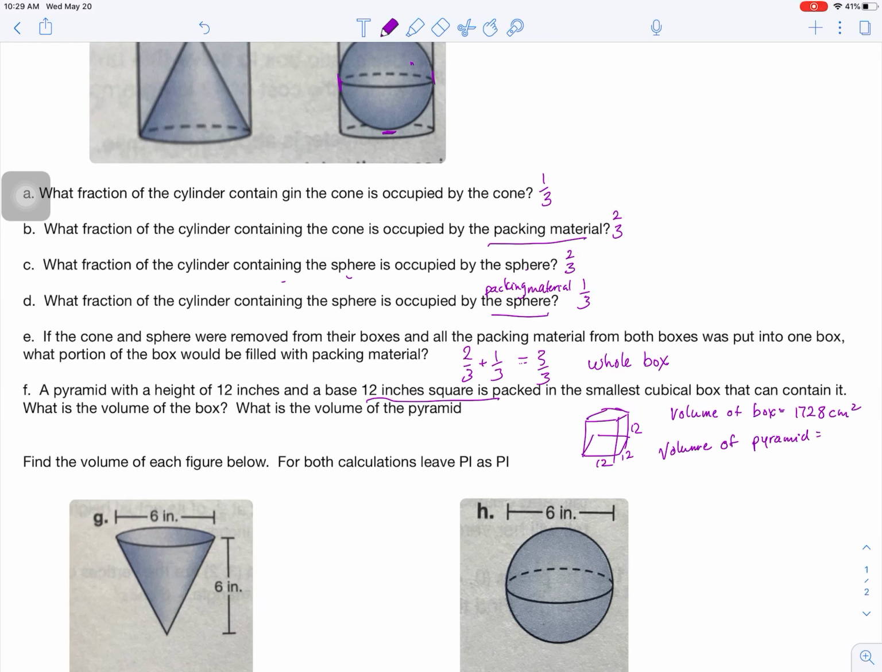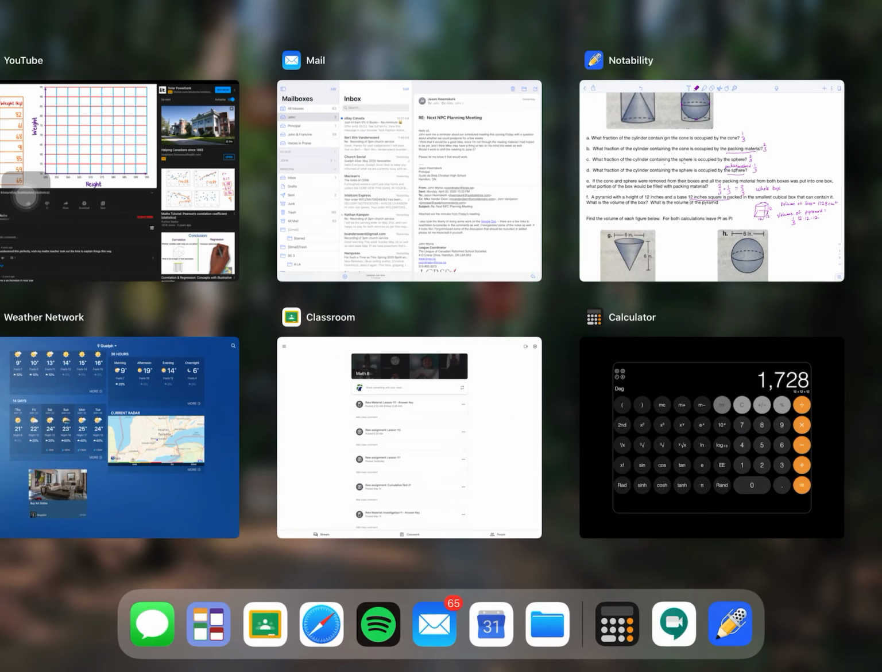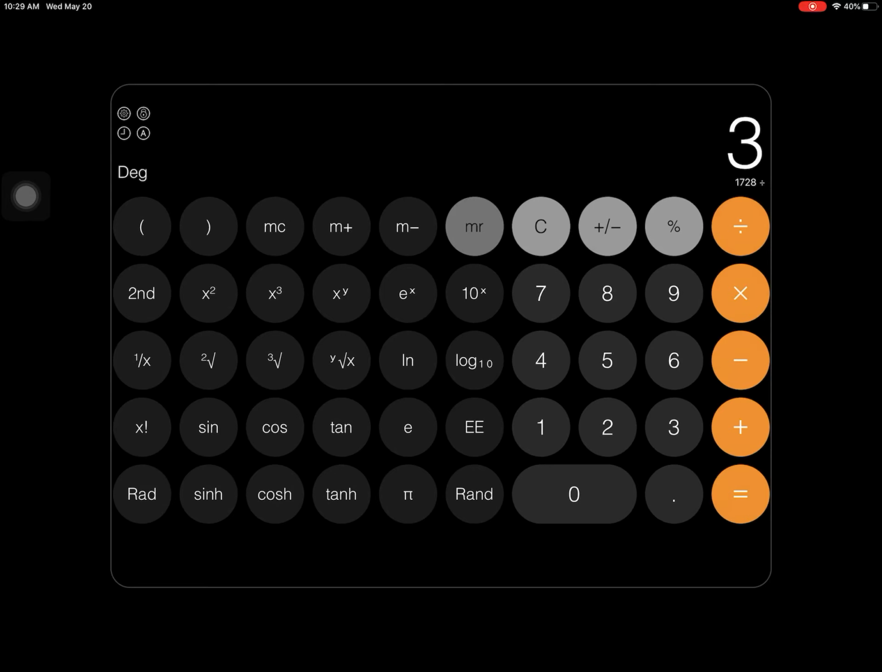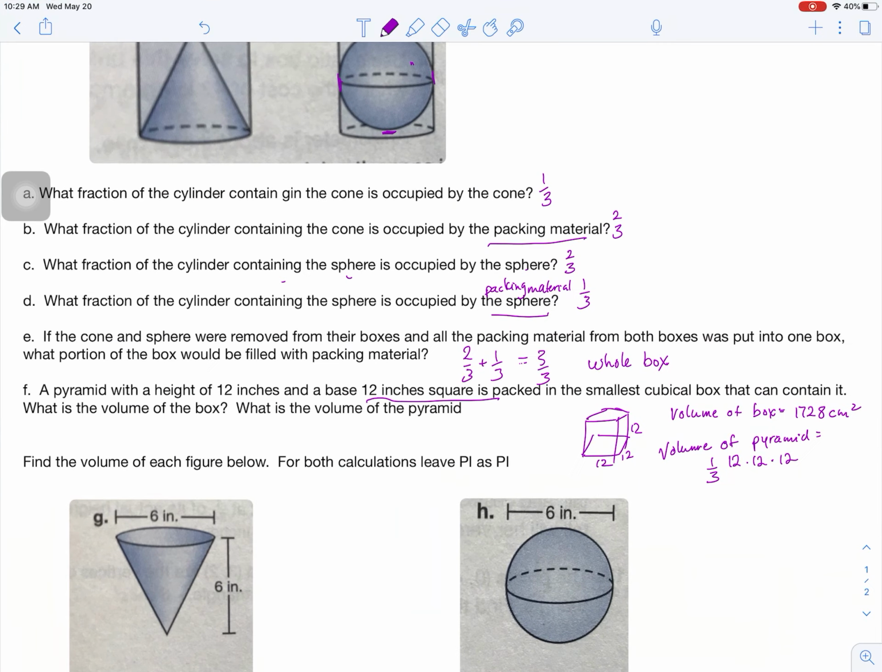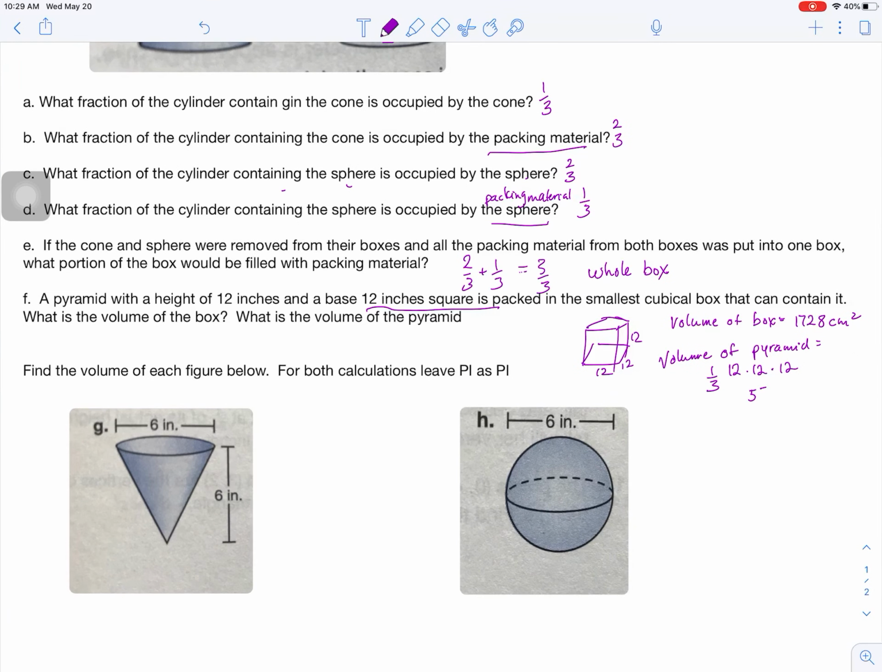The volume of the pyramid, we have to follow that 1/3 because it's 1/3 of the box. So it's 1/3 times 12 times 12 times 12, which is 1728 divided by 3. And that would get you 576 centimeters. Oh, sorry, not squared. I did squared on two of them. Boy, that's volume. It's always cubed. So let's make sure that we have that right.